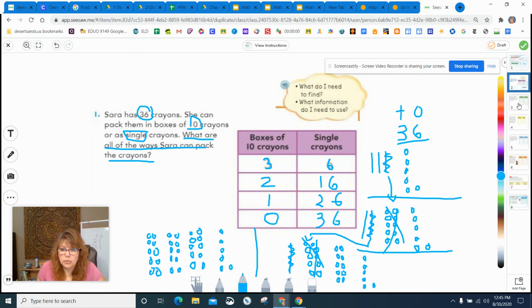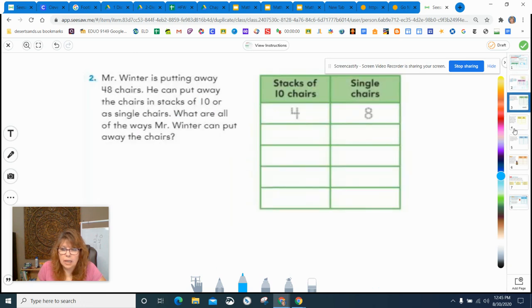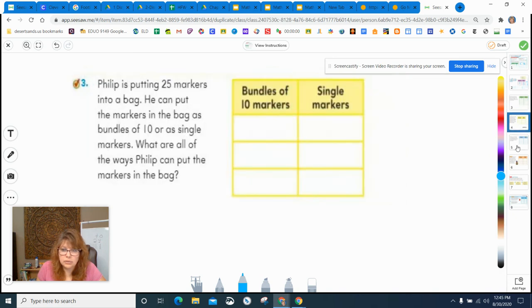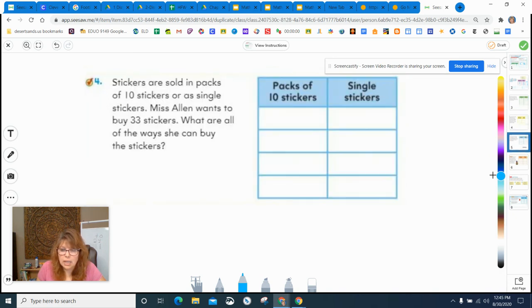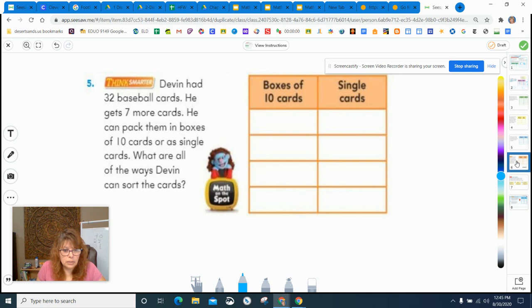Now I want you to try to finish the rest. And please use scratch paper or your whiteboard, because as you see, you have to do a lot of drawings. And if you have to cross the ones that you already did, go for it. Now, math on the spot, I think I want to do it just because sometimes they're trying to give a little more critical thinking.